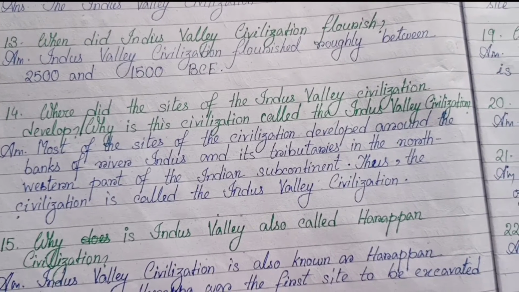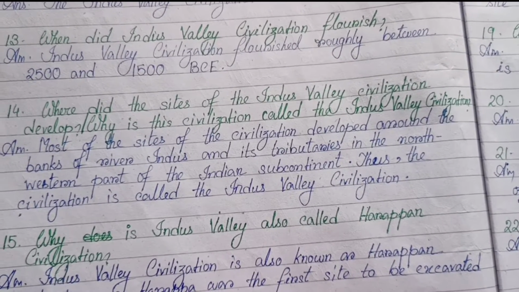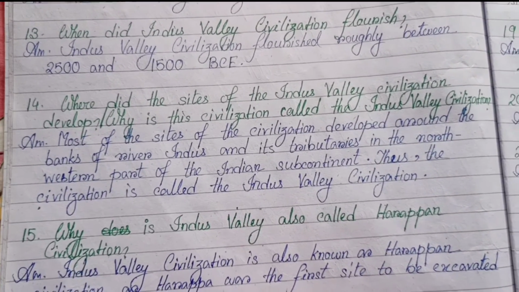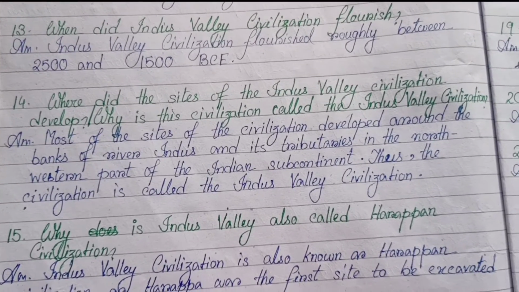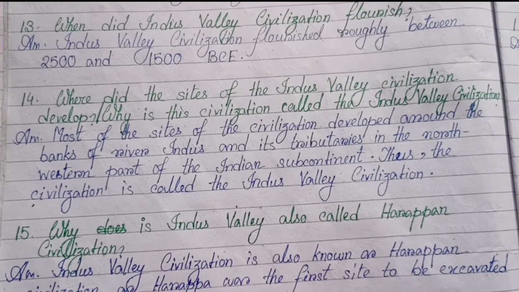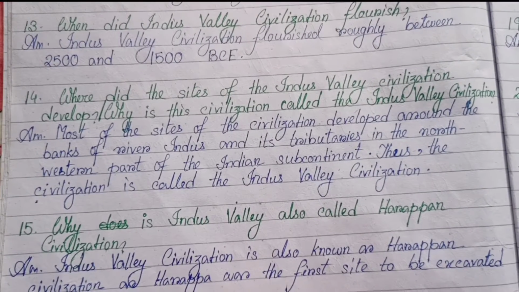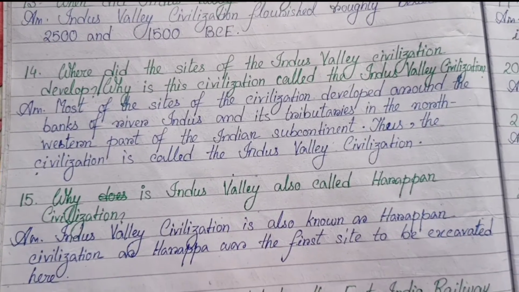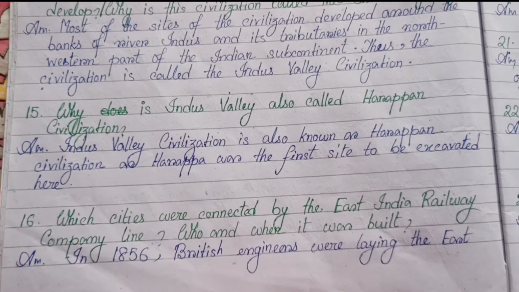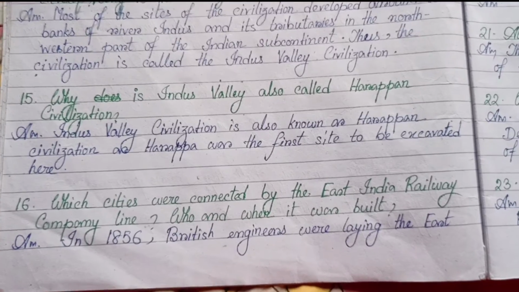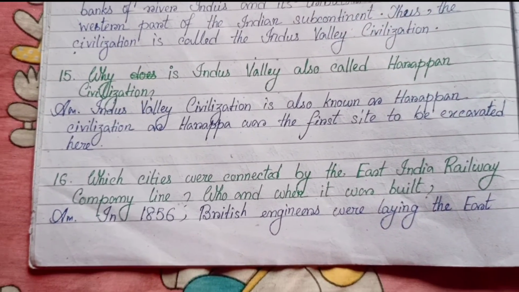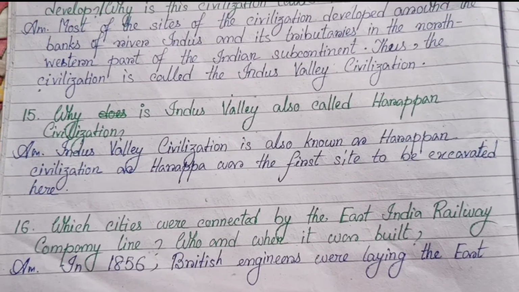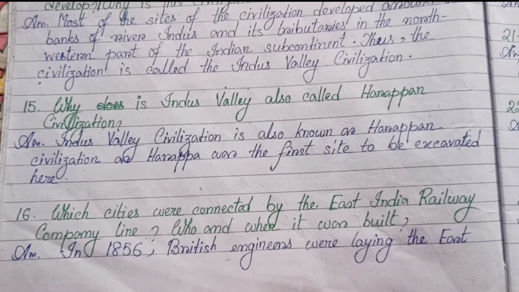Next, where did the sites of the Indus Valley Civilization develop? Or why is the civilization called the Indus Valley Civilization? For this question, you can write the same answer. Most of the sites of the civilization developed around the banks of river Indus and its tributaries in the northwestern part of the Indian subcontinent. Thus, the civilization is called the Indus Valley Civilization. Next, why is Indus Valley also called Harappan civilization? Indus Valley Civilization is also called Harappan civilization, as Harappa was the first site to be excavated here.